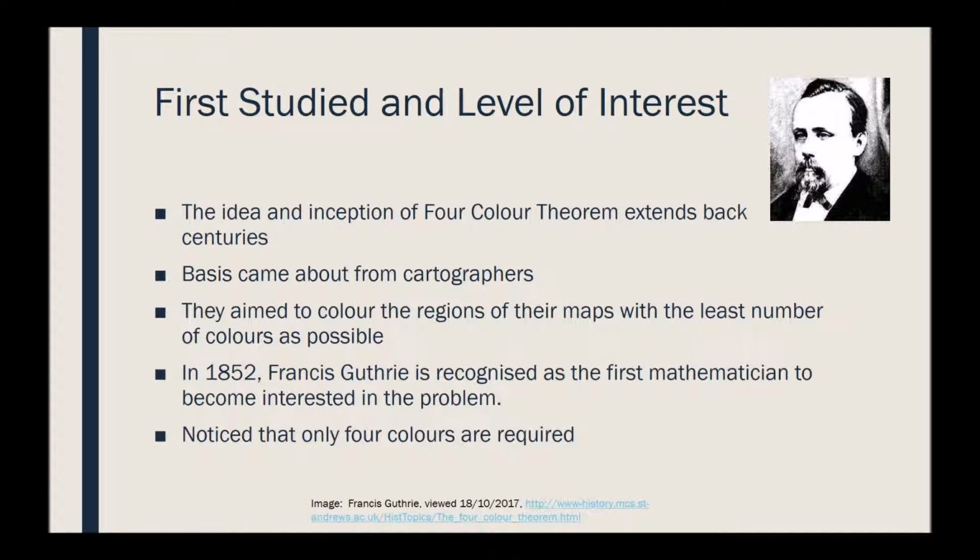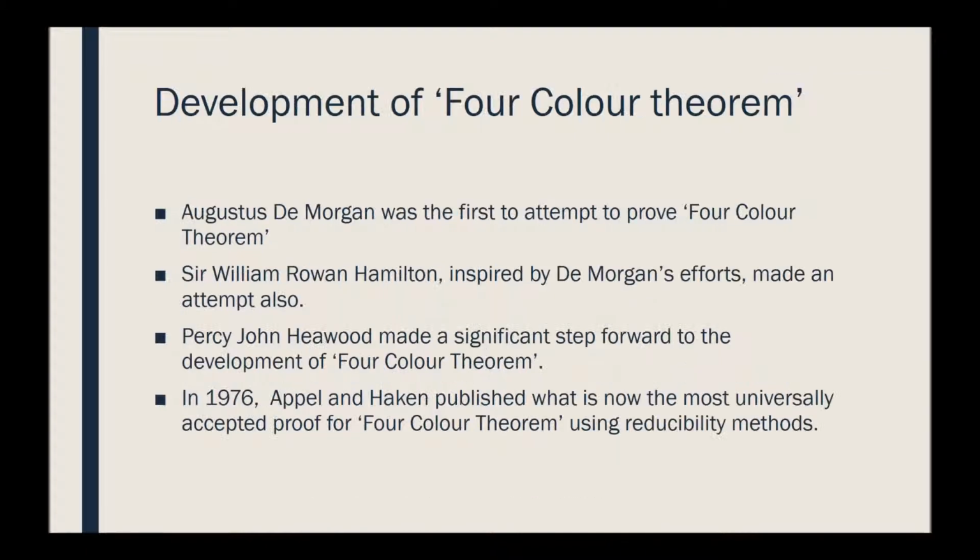In 1852, Francis Guthrie observed this problem and became interested in finding why this happened, forming the basis of the conjecture. Guthrie's professor, Augustus de Morgan, was the first to attempt this theorem in 1852. However, he was unsuccessful. Sir William Rowan Hamilton was notified of this problem by De Morgan and found difficulty in attempting to prove this conjecture as well.